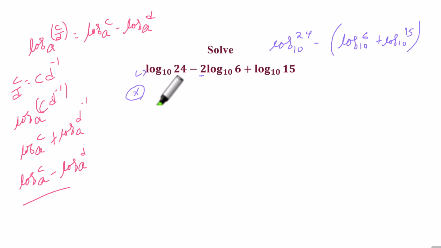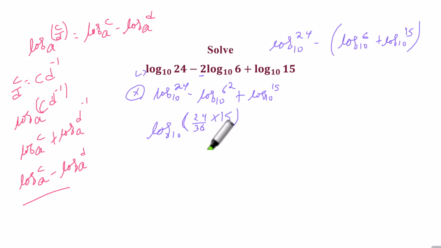We'll do it in two ways. First, let's do this one like this: logarithm of 24 in base 10 minus logarithm of 6 squared in base 10 plus logarithm of 15 in base 10. This can be written as what? Logarithm of, the base is common, 10. So here we can write 24 over 6 squared, which is 36, times 15. We write times 15 here, not at the denominator.